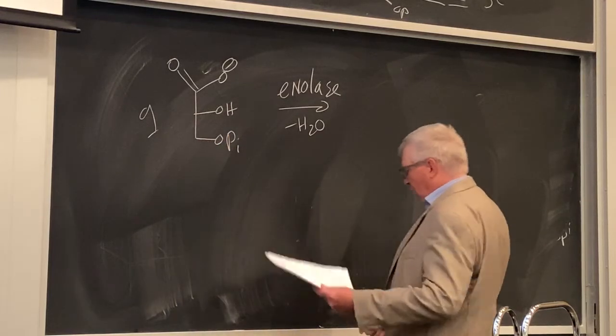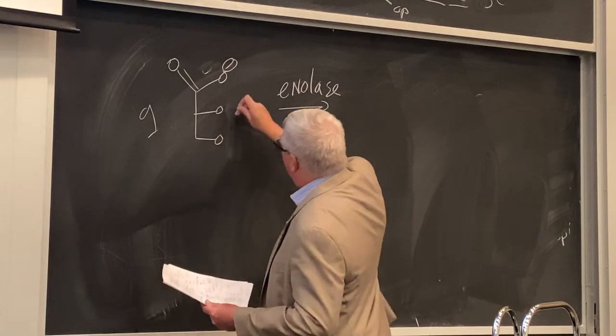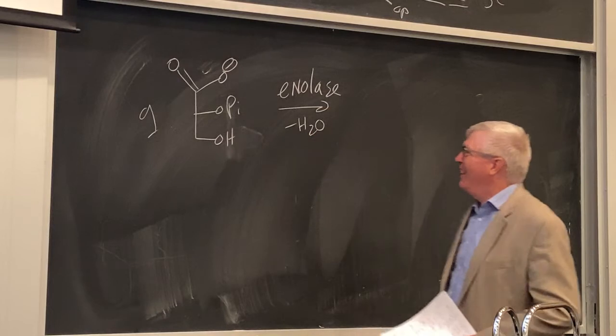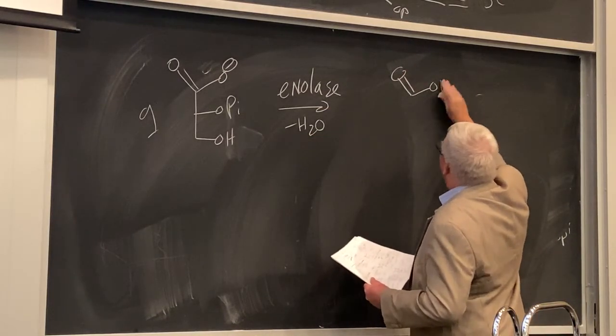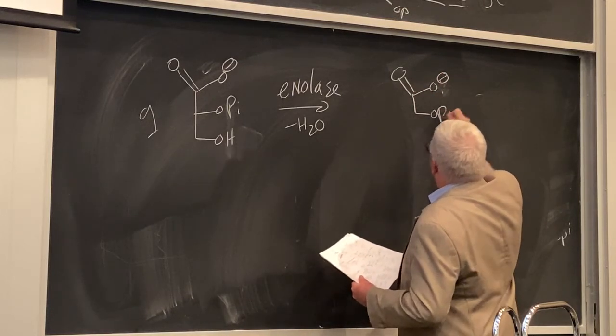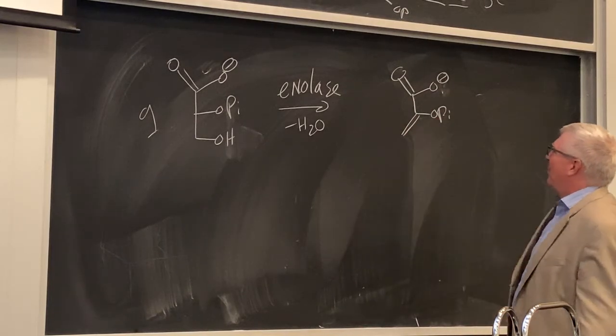So let's see. Oh, sorry. This is actually at the 2 position phosphate now. Yeah, just got to double check that. And what we're going to get is this. It's ionized there, phosphate at the 2 position, and then that. Okay, so there's the enol form that's phosphorylated.